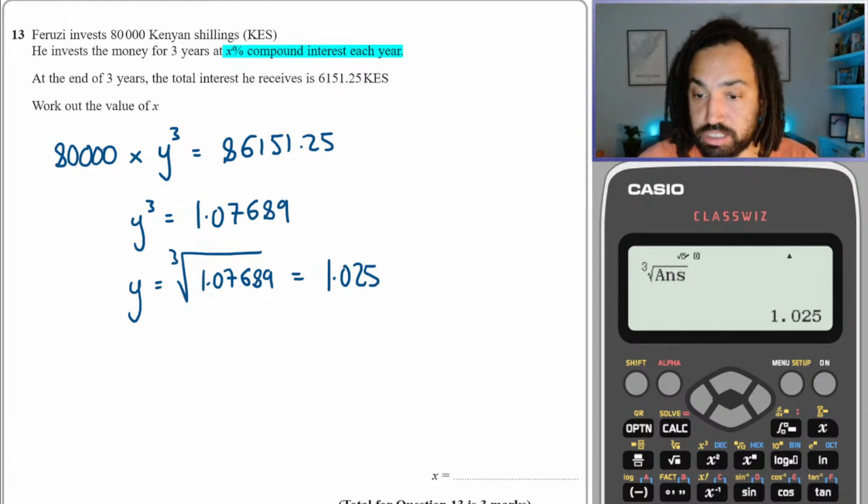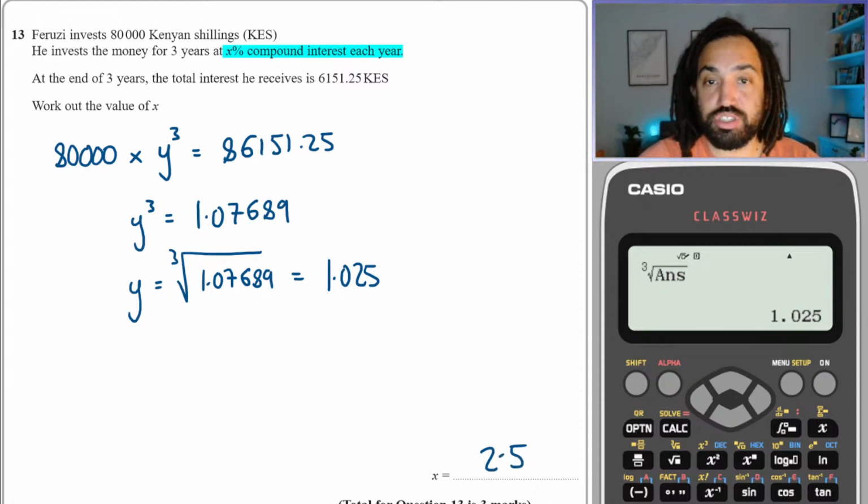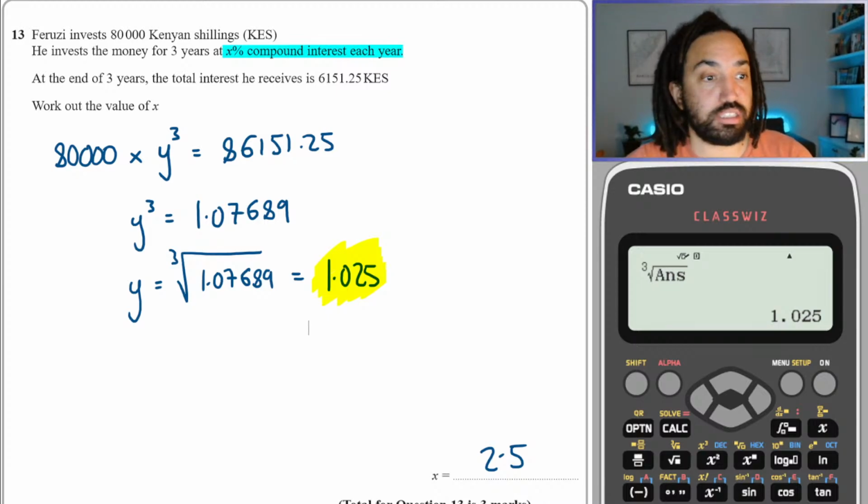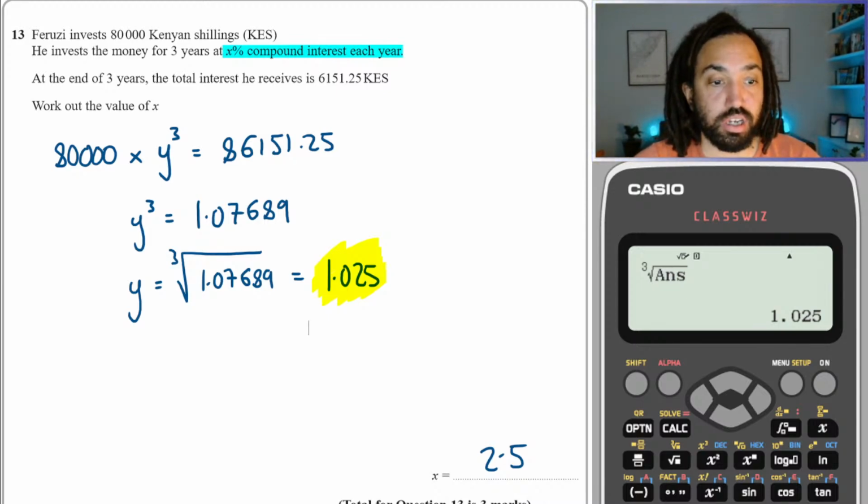Yes, there it is, Arjun, 2.5. It's a 2.5% increase, looks like this as a multiplier. That's what the multiplier is of a 2.5% increase. So x is 2.5. Nice.